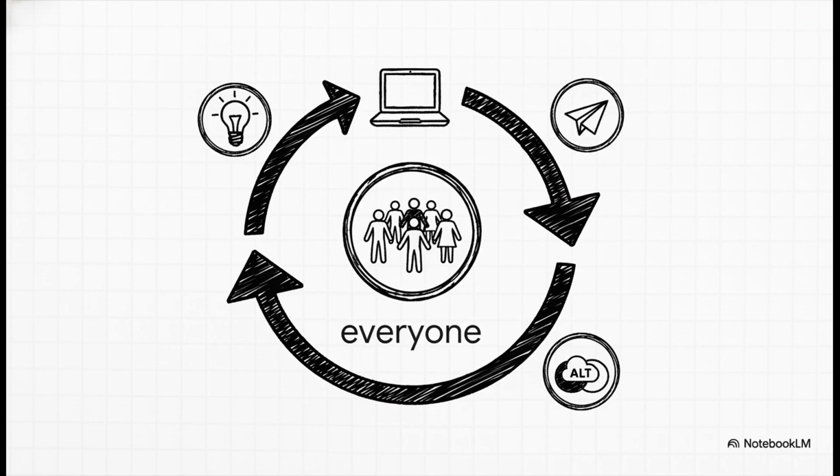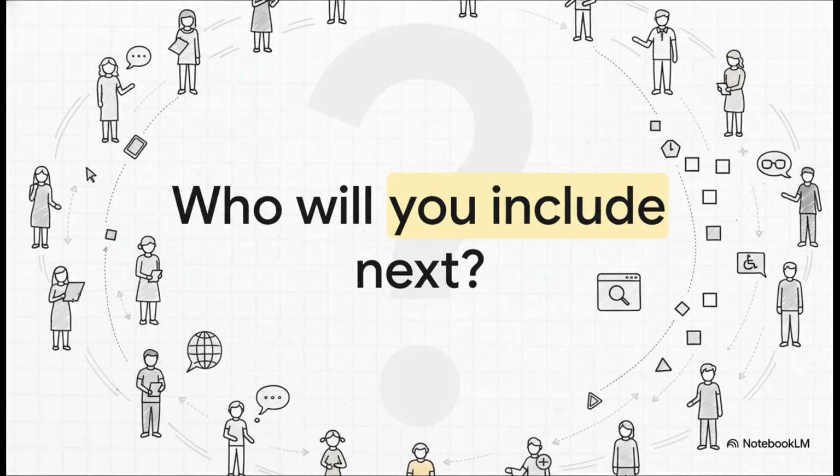When you make accessibility a habit, instead of just a one-time fix, you're making sure your message can consistently reach everyone. And isn't that the whole point? Because at the end of the day, this isn't just about rules or checklists, it's about people. The real impact you're having is measured by who you're able to include in the conversation. So, as we wrap up, I just want to leave you with one final thought for your next project. Who will you include next?